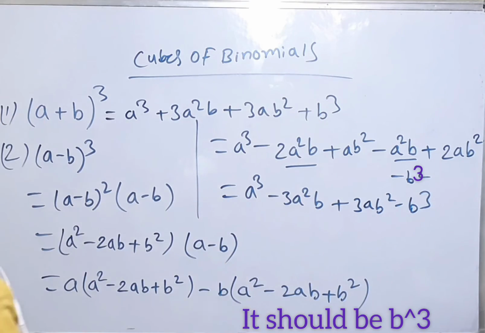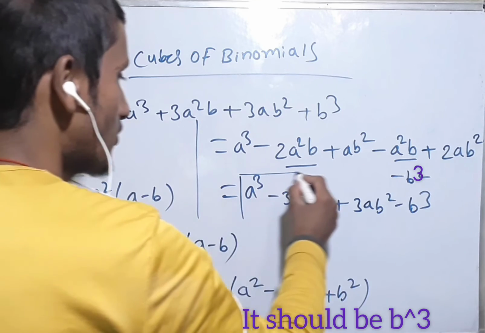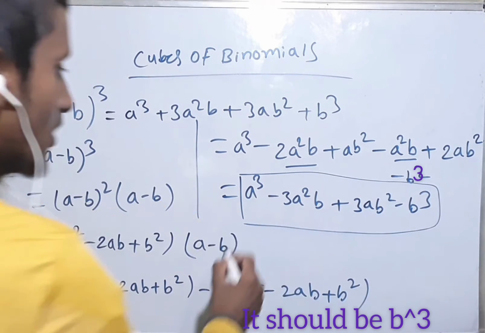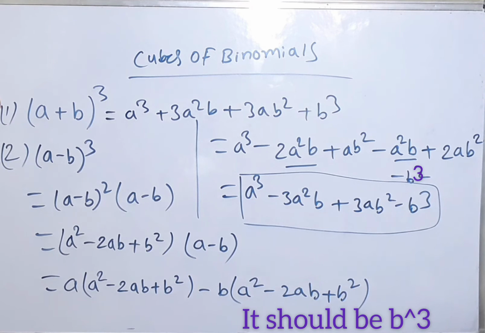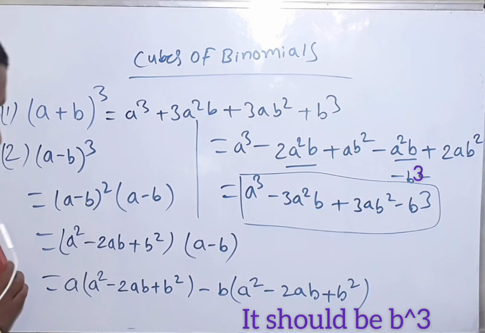So here we have the formula ready. We've got a cubed minus 3a squared b plus 3ab squared minus b cubed. So this is the formula of the second one. Note this down if you want to. I have left some time now, so pause the video and note it down, and I'm going to wipe this up now.